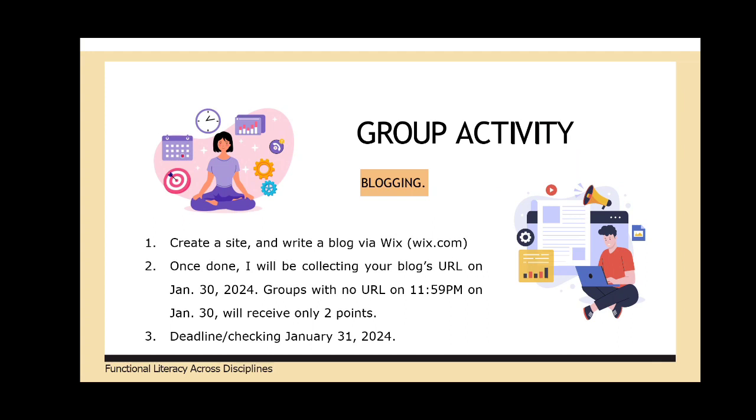If you are unable to submit your URL at the deadline, which is February 4, your group will only receive 2 points. So multiply it by 2, that is 4/10. Very low score. So you will need to write something properly and then submit the URL. Okay.